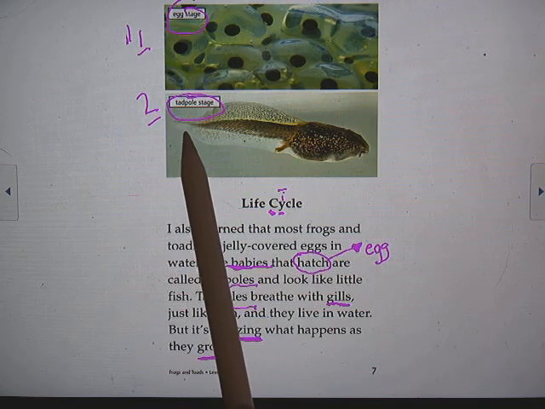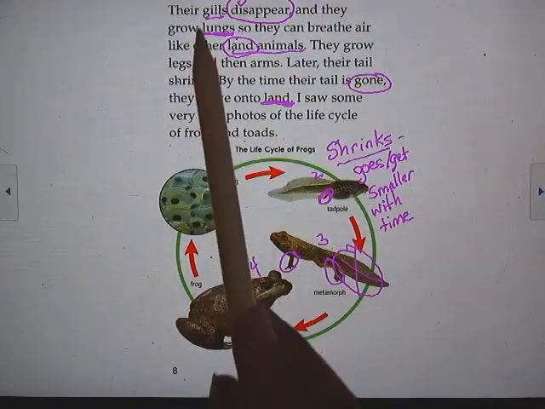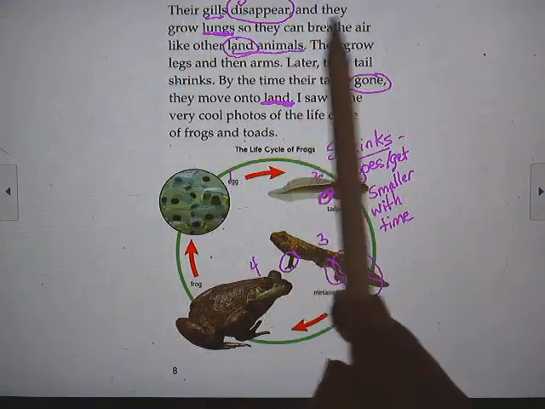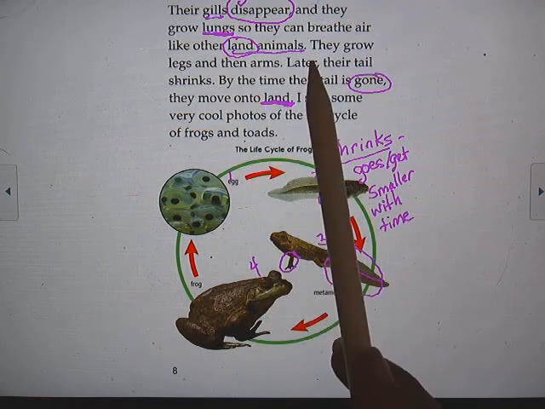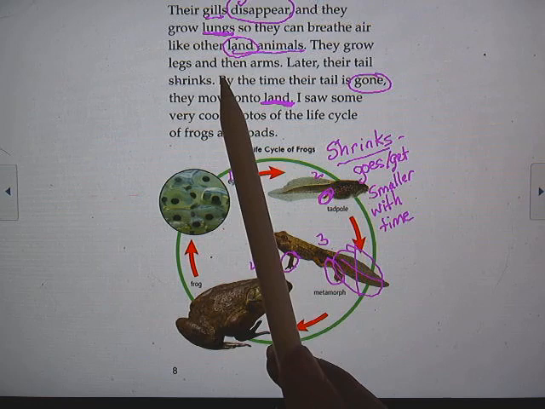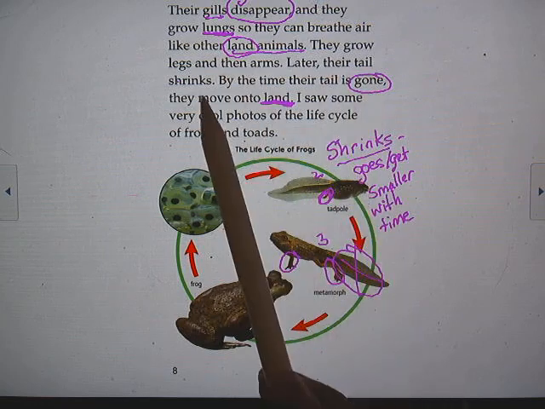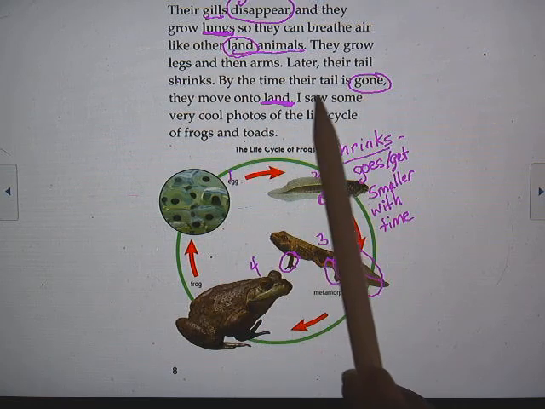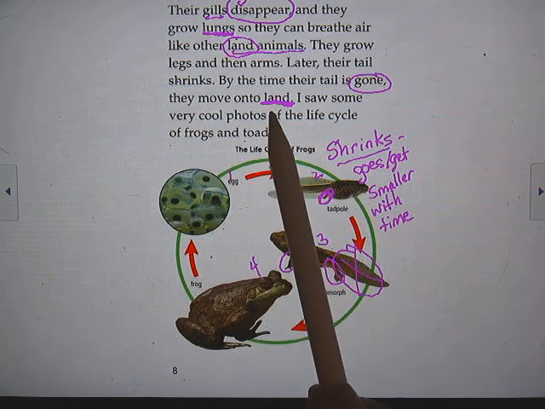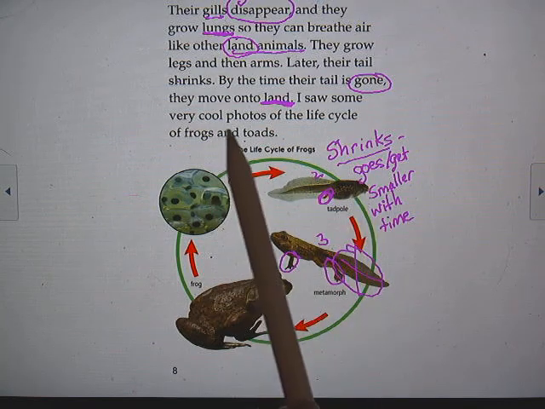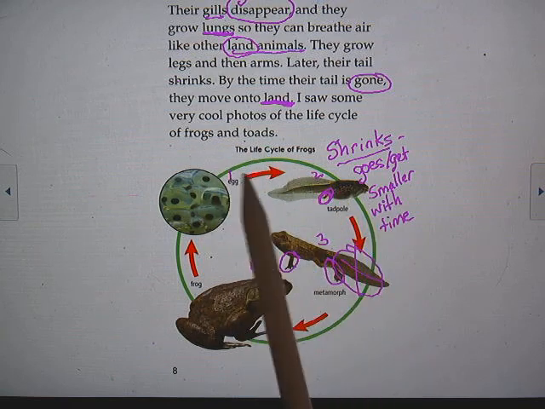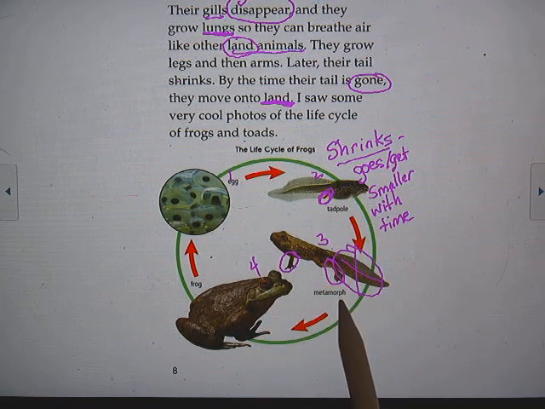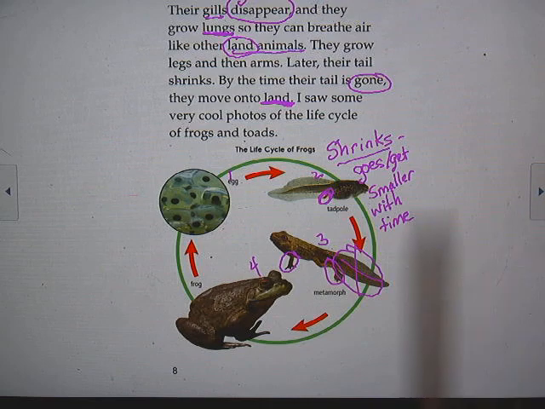Egg stage, tadpole stage. Their gills disappear and they grow lungs so that they can breathe air like other land animals. They grow legs and then arms. Later, their tail shrinks. By the time their tail is gone, they move on to land. I saw some very cool photos of the life cycle of frogs and toads. Life cycle of frogs: egg, tadpole, metamorph, frog.